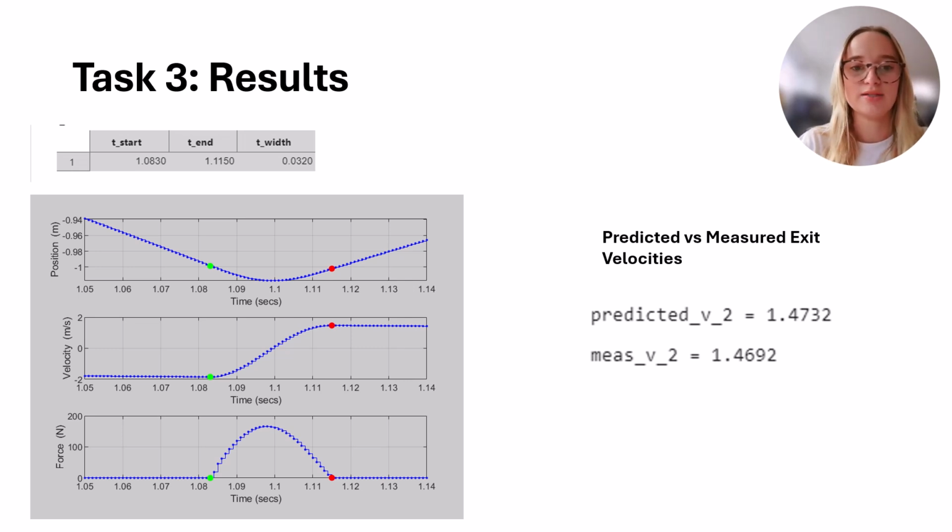To conclude the task, the predicted and measured exit velocities are shown. These compared well with each other with a small difference of 0.004, which displays an accurate result for the experiment.